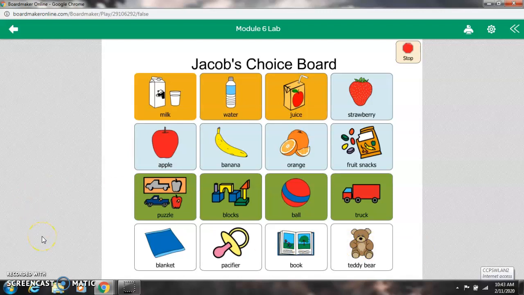So again, I used labels for most of the cells, but for a few of them I chose to add in the complete sentence, maybe if we want to teach him to start speaking in a complete sentence and using the word please. So there is my example of this 16-cell talking communication board on BoardMaker Online.